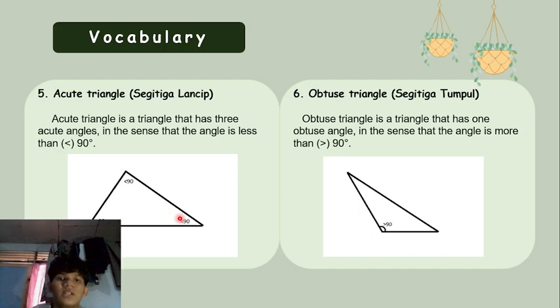Next one is obtuse triangle, or we also call segitiga tumpul. An obtuse triangle is a triangle that has one obtuse angle, in the sense that the angle is more than 90 degrees. This is the more than 90 degrees.